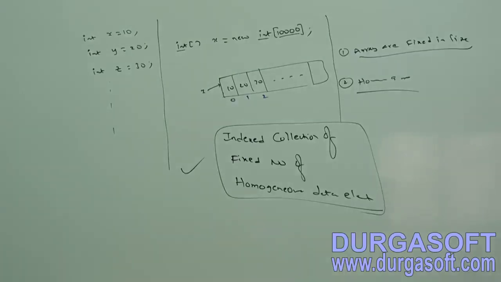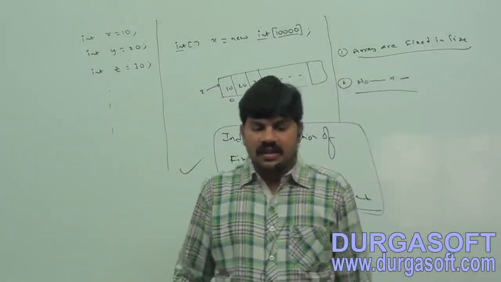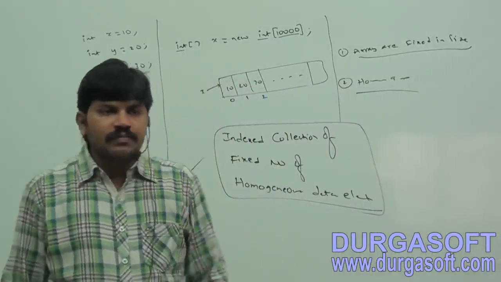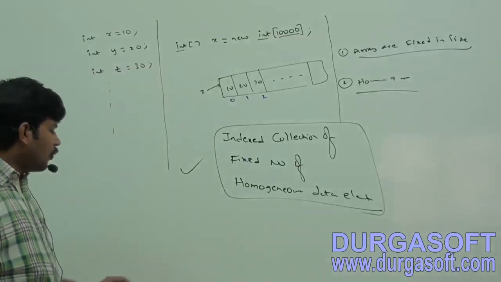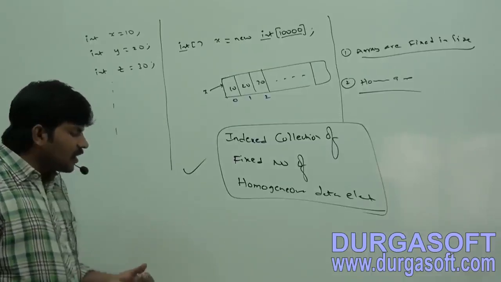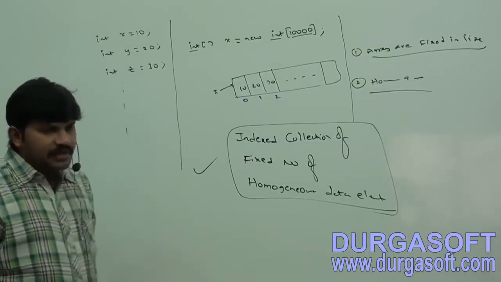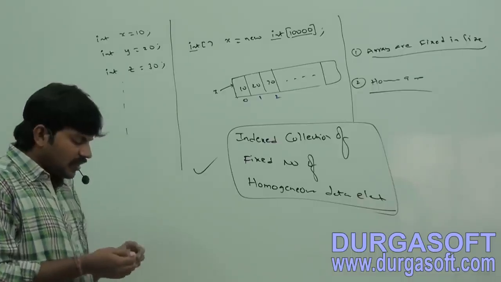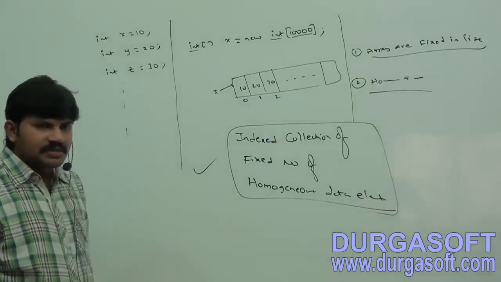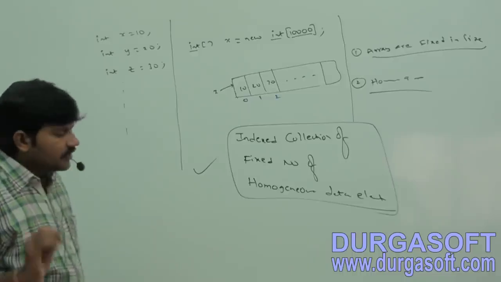An array is an indexed collection of fixed number of homogeneous data elements. Homogeneous data elements. Are you getting? Next point.